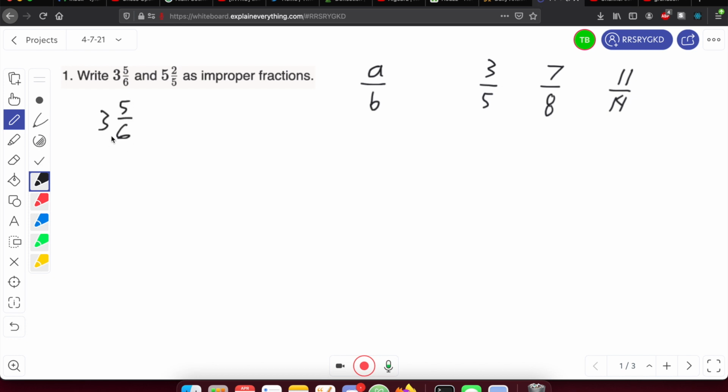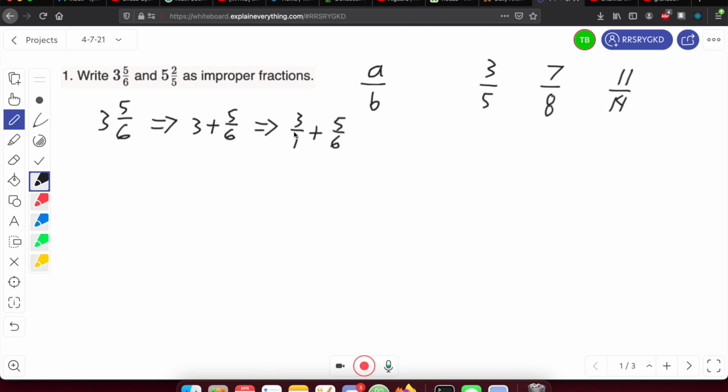The first thing to realize is that there's an and between these two pieces, right? 3 and 5/6. And when we have an and, that means we're going to add. So basically, we can rewrite this as 3 plus 5/6. Now, in order to add these two things, we need to turn the 3 into a fraction. Remember that we can rewrite any whole number as itself over 1. So we can rewrite this as 3 over 1 plus 5 over 6.